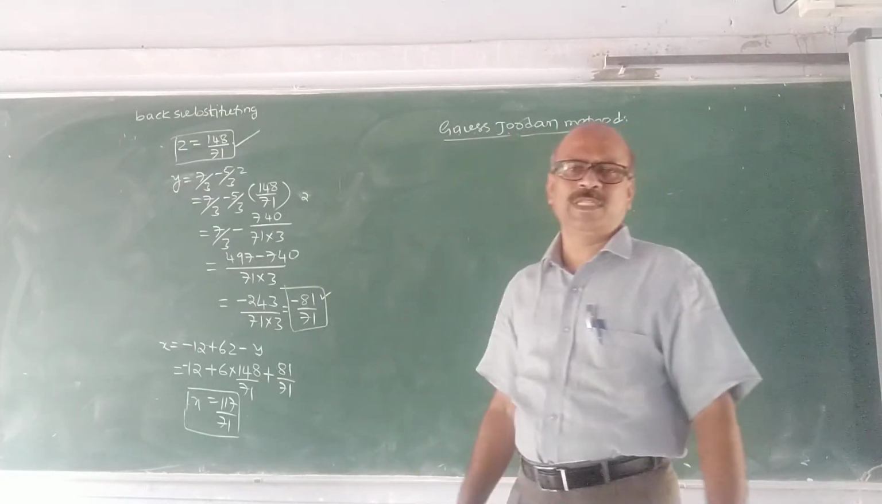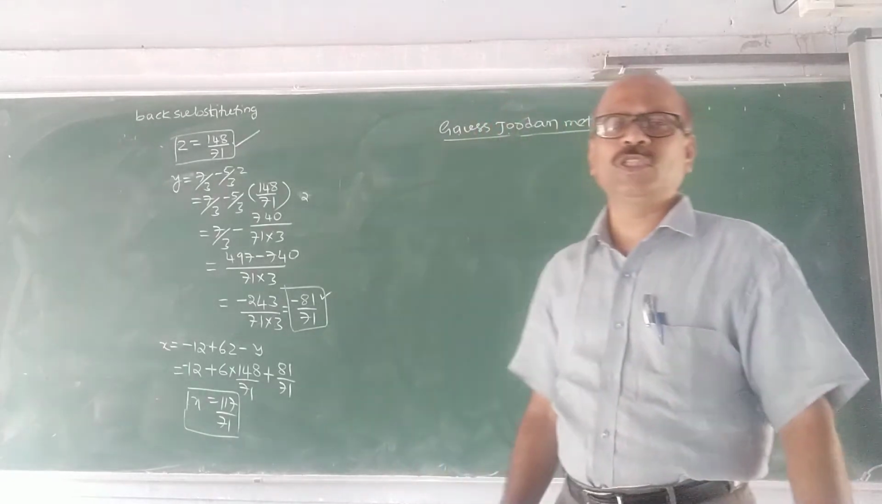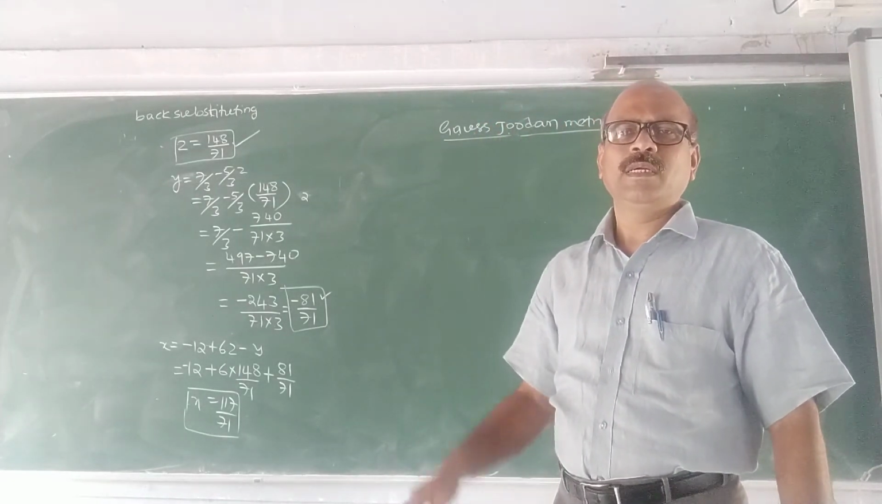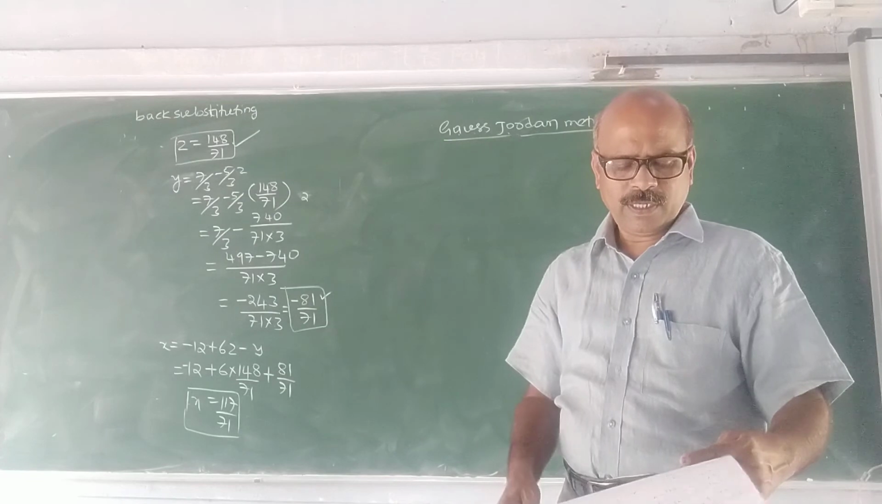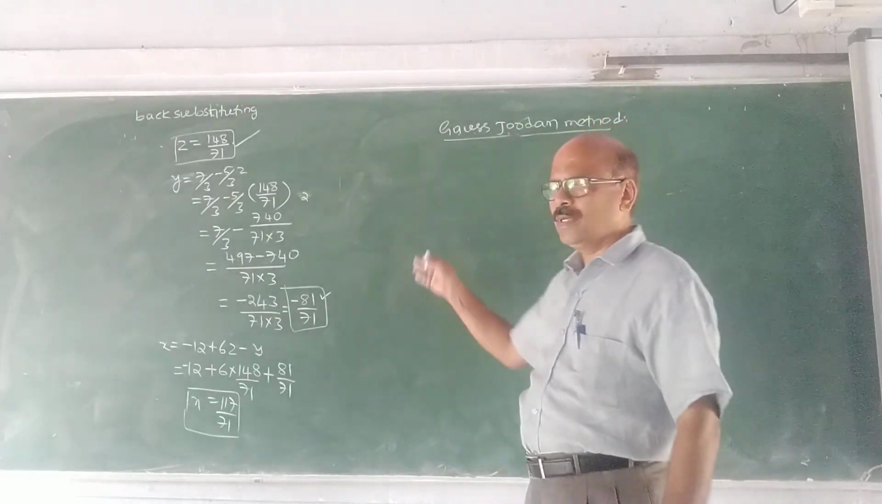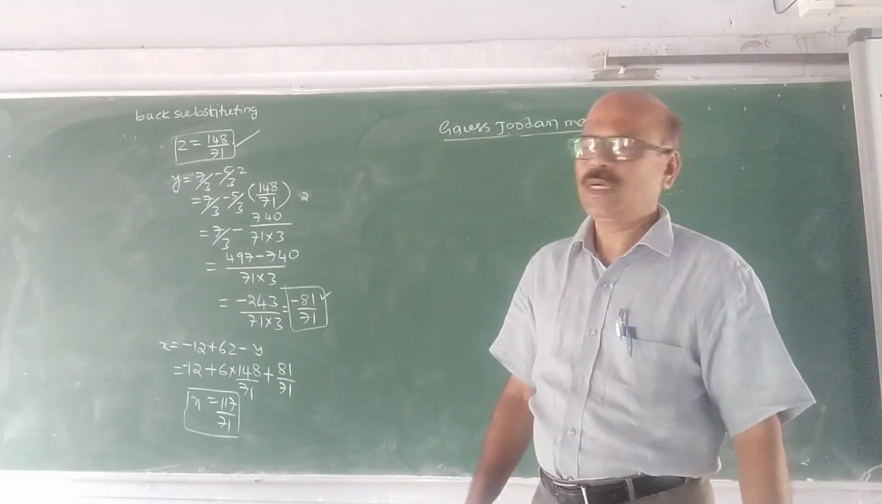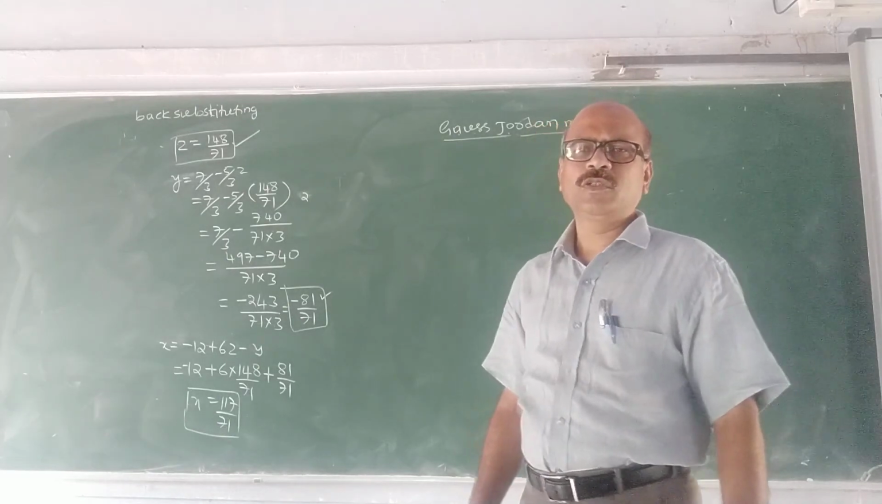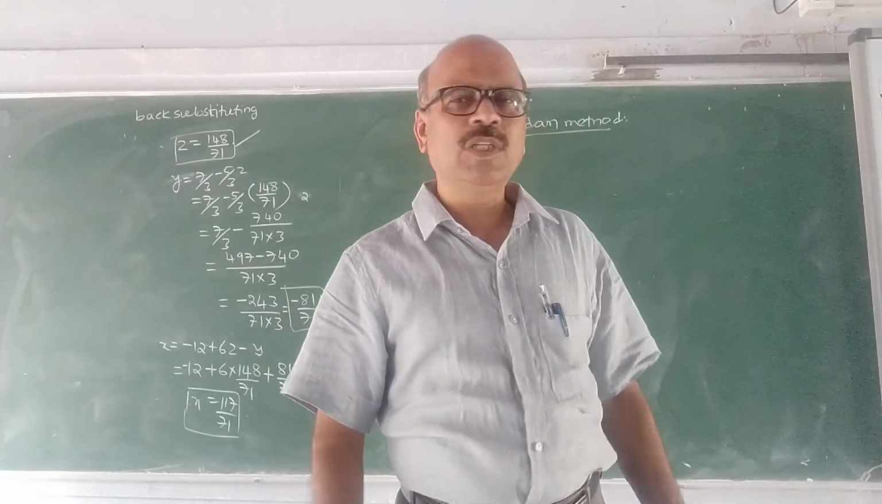Unlike Gauss elimination method, backward substitution is not required. You will get the values of x, y, z directly. I will explain by taking some examples how to solve using Gauss-Jordan method. That I continue in the next video.